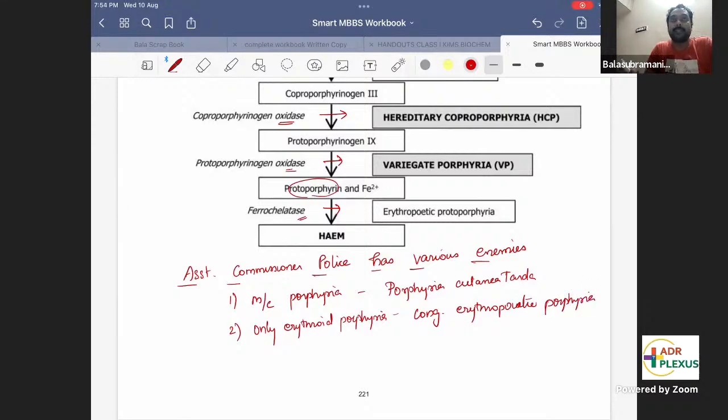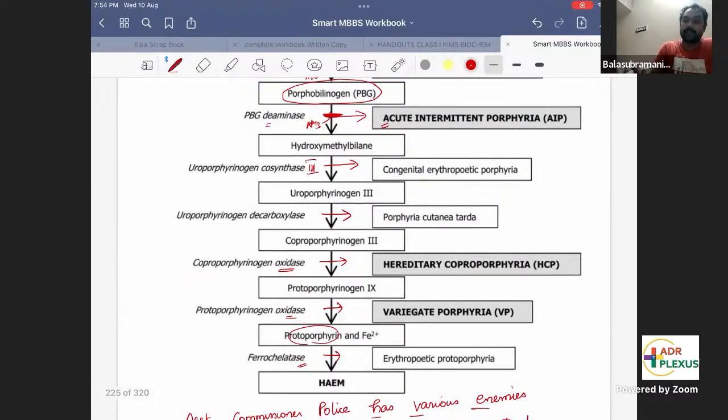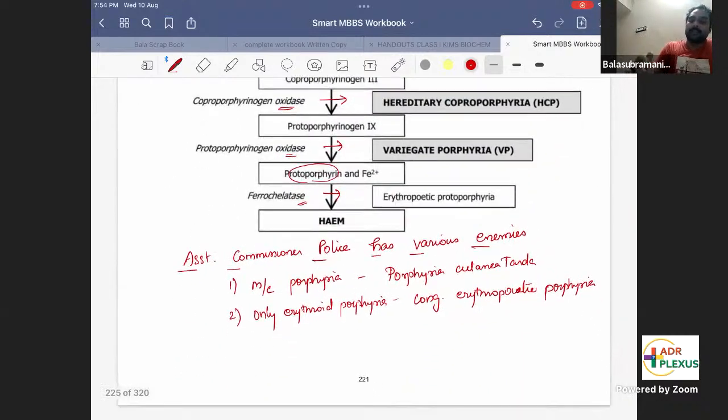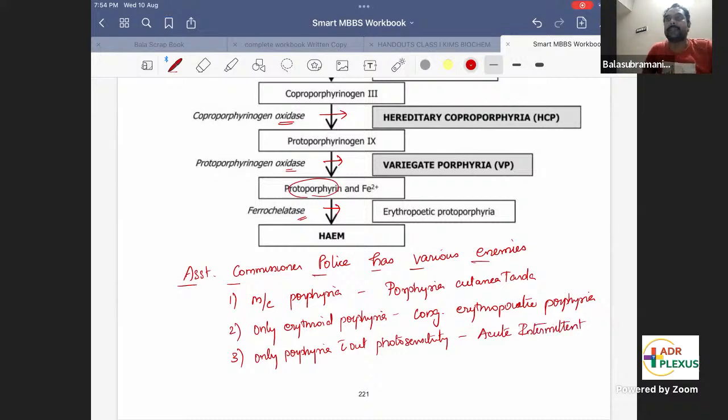Deficiency of uroporphyrinogen decarboxylase. Correct, no? See, I told you. Sorry, uroporphyrinogen cosynthase. Number 3. All porphyrias have photosensitive lesions, I told you. There is only one porphyria without photosensitivity. Which is that porphyria? Acute intermittent.